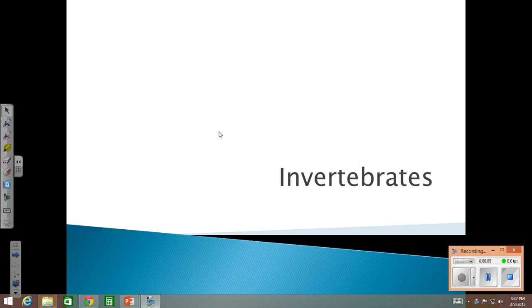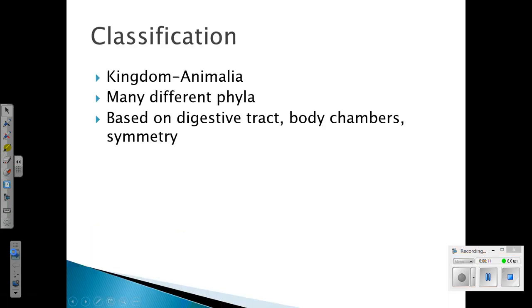All right, now that we've gone through the major body structures, we're going to go through the different groups of invertebrates. So far we have looked at the different kinds of chordates. We've looked at mammals and reptiles and amphibians and fish. And now we're going to focus mainly on the invertebrates.